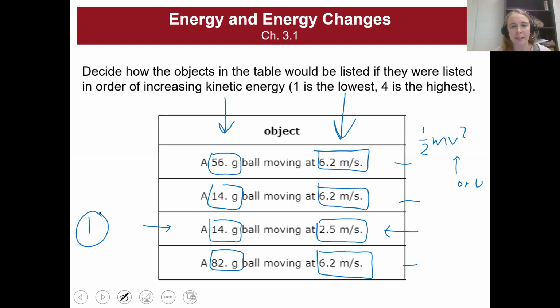All right, so next, the other 3 all have the same velocity, so we only have to look at the mass. So 14 grams is smaller than 56 and 82, so we have a higher speed than the first one, but a smaller mass than the rest. So this one's number 2. And then 56 is less than 82, moving at the same velocity. So that's number 3. And finally, number 4, the highest kinetic energy is the one with the most mass, big mass, and big velocity. It's moving very fast.